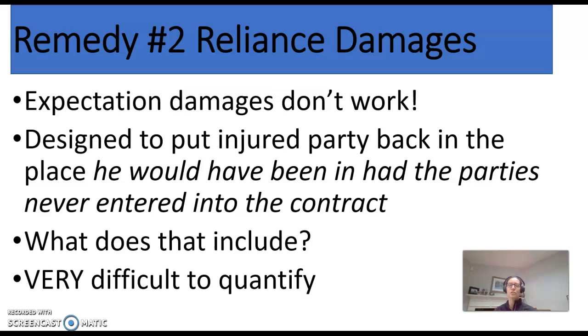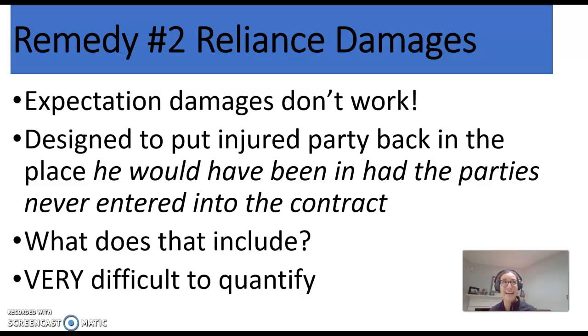These types of damages put the injured party, that's George, the non-breaching party, back in the place he would have been in had the parties not entered into the contract. So what would that include? Think about this from George's perspective. He is not going to get his lost profits because the court cannot possibly say with any certainty how much money George would have made, how many scarves he would have sold.